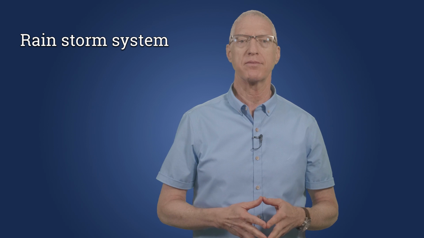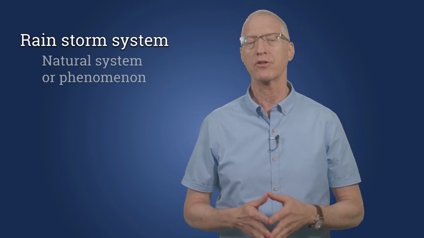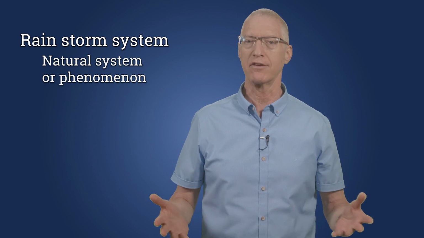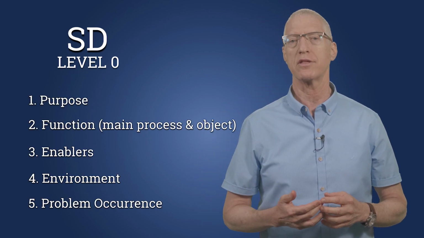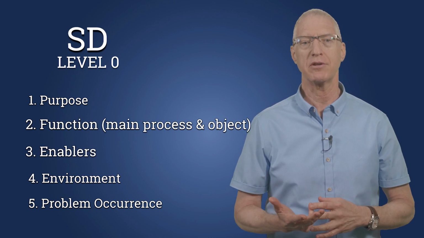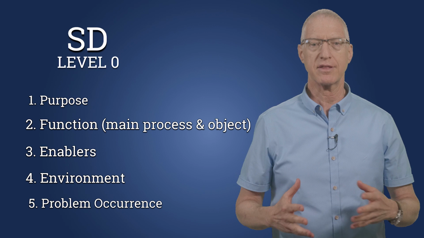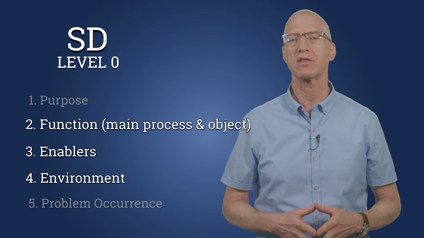Unlike most of the systems we have modeled so far, a rainstorm is a natural system, not an artificial one. What's the difference, you ask? The top-level diagram of the model SD of a natural system shares three components with an artificial system: main function, main process, enablers, and system environment. But the system purpose and problem creation are usually not relevant for a natural system.